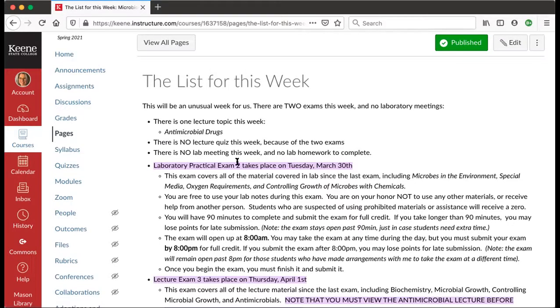You have a practical exam, your second practical exam on Tuesday next week. And just like the first one, you'll want to take it sometime between 8 a.m. and 8 p.m. You want to get it submitted by 8 p.m. It's going to look very similar to the first lab practical exam. It's just covering all of the new lab topics that we've discussed since the first lab practical. So microbes in the environment, special media, the oxygen requirements material we're going to do today, and controlling growth of microbes with chemicals, which is what we'll be doing on Thursday.